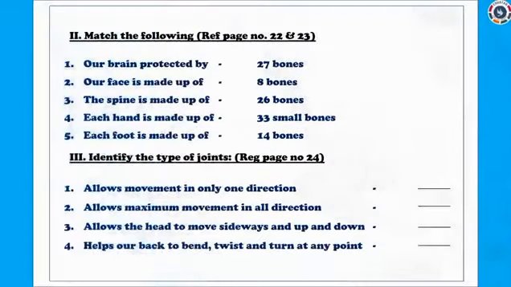Next, Roman letter 2, match the following. Write the question with the direct answer. Don't draw the line and don't write the numbers. Write the question with the answer directly. Can you understand? For this, refer to page numbers 22 and 23 to find the answer in the book. Next exercise, identify the type of joints. For this, refer to page number 24 in your book and find the answer. After that, you can check your answers with the given answer key.